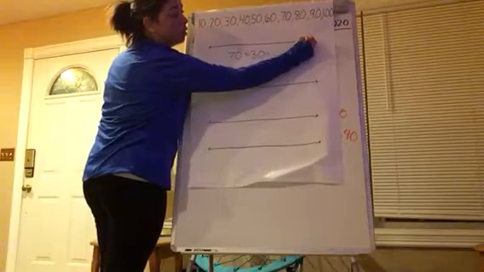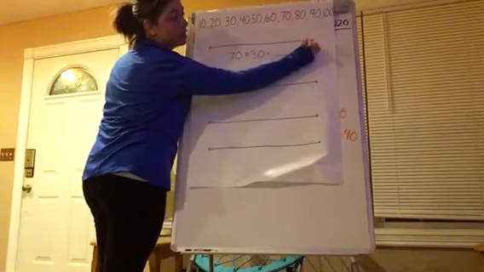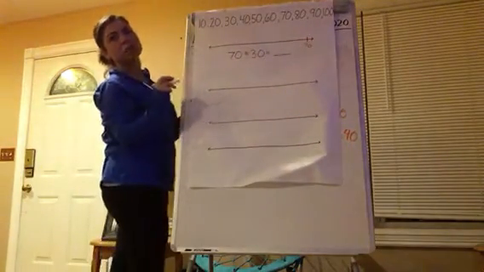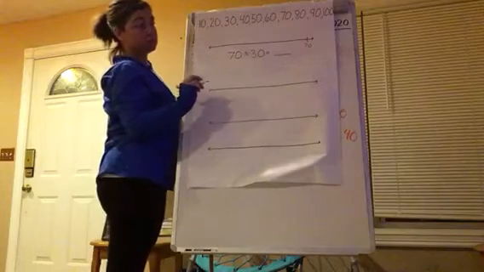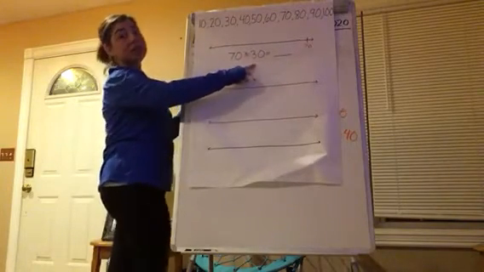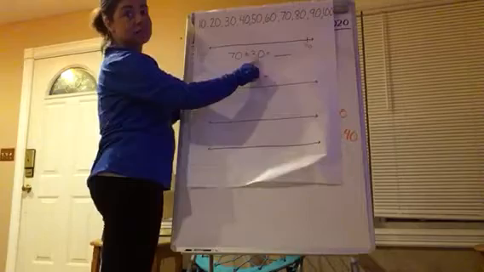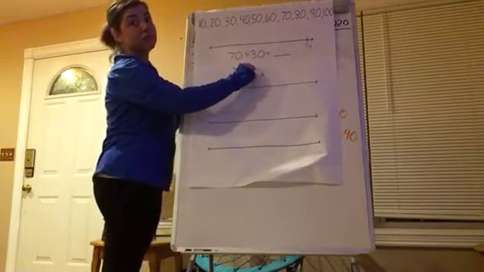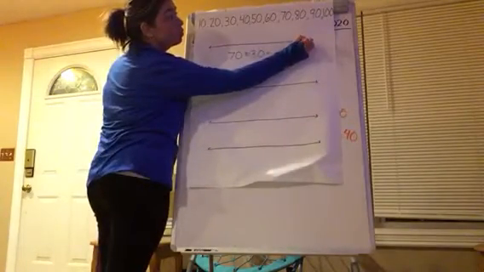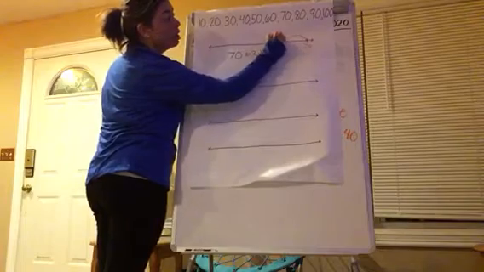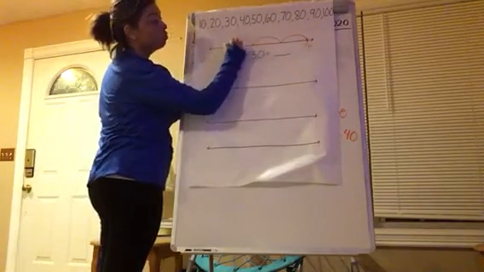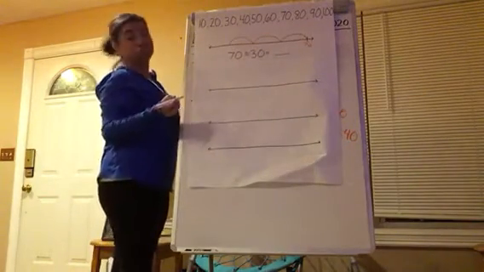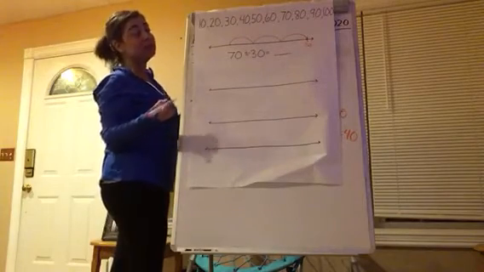So we're going to mark our open number line and we're going to start with 70. Now, how many times are we going to jump backwards? That's right, 3 times, because 3 tens is 30 and we're subtracting 30 from 70. So let's make 3 big jumps. 1, 2, 3. Now, are we finished? Nope, because we have to figure out where we landed.